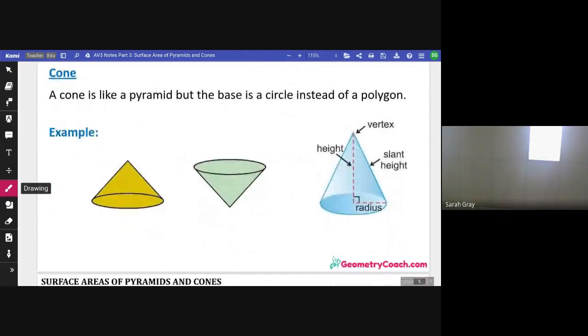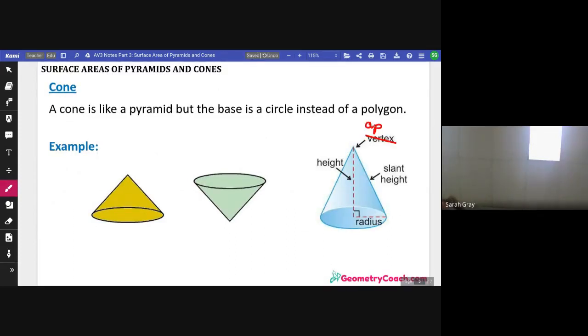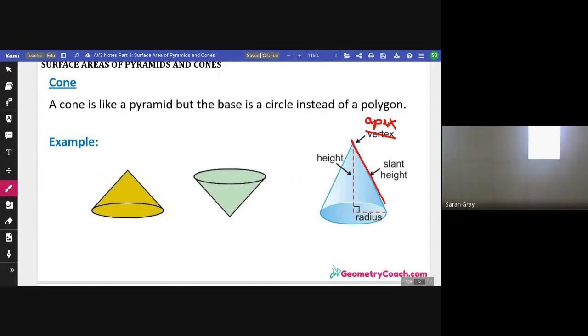Okay. Cones is also in with pyramids because they're the same shape except it's curved instead of straight. They both come to an apex. It's not called a vertex in a cone. It's called an apex because it's not 2 different sides coming together. It's one side folding onto itself. The slant height is in the same spot as it was in a pyramid. It's the diagonal-ish spot. The vertical height is the same, and here we have radius instead of base because it's a circle.